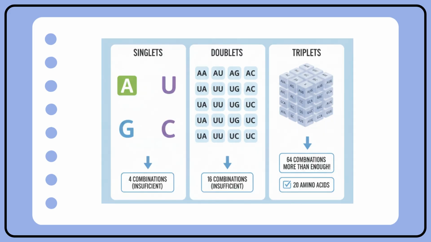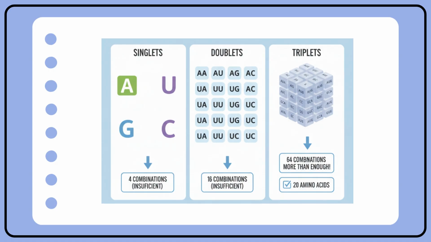Think about the math for a second. We only have 4 letters in our RNA alphabet, which are A, U, G, and C. If the code used just 1 or 2 letters, we wouldn't have enough combinations to name all 20 amino acids. But a triplet code gives us 4 by 4 by 4, or 64 possible combinations. That's why we have the triplet codon rule. However, that's way more than enough. 64 possible combinations is far more than the 20 amino acids that we have.